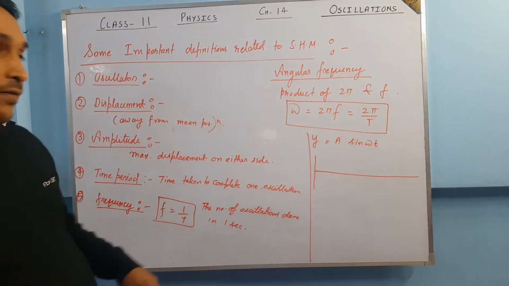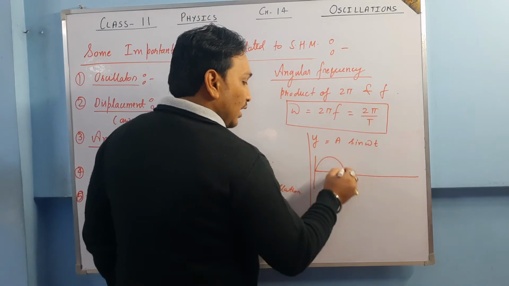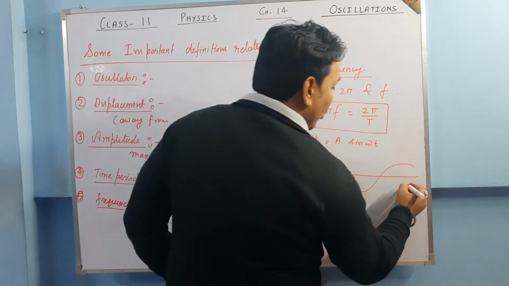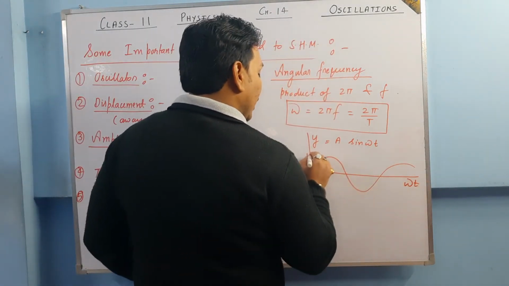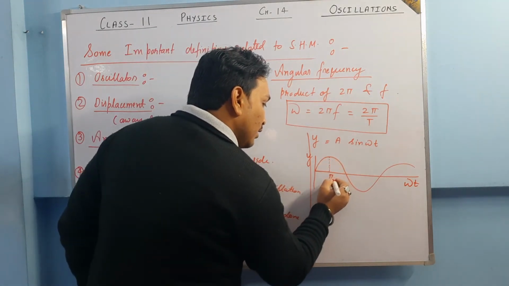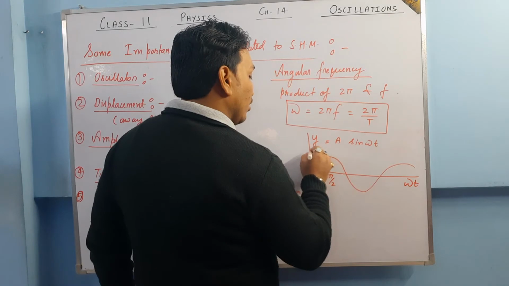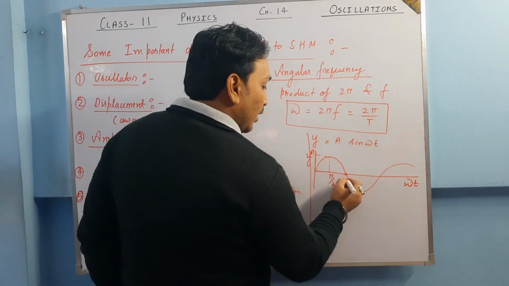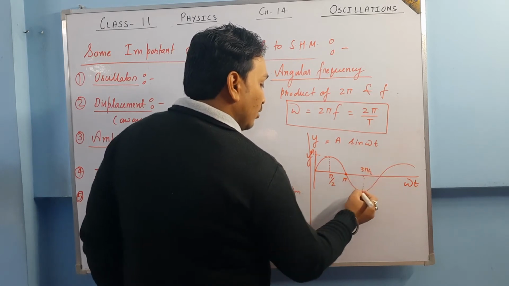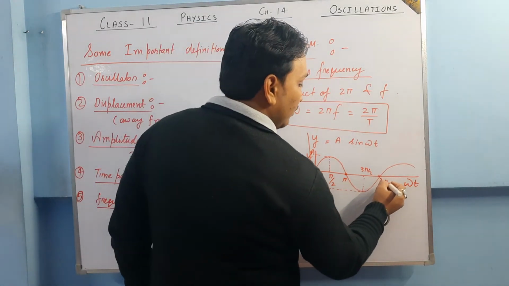Just to make it simple, I am taking only one function. The graph of sine theta is going to be like this. On this axis I take omega t, and on this axis I take y. When omega t is pi by 2, y is going to be capital A, the amplitude. At pi, sine pi is 0, so y is 0. At 3 pi by 2, y is equal to minus A. Then after it is 2 pi.